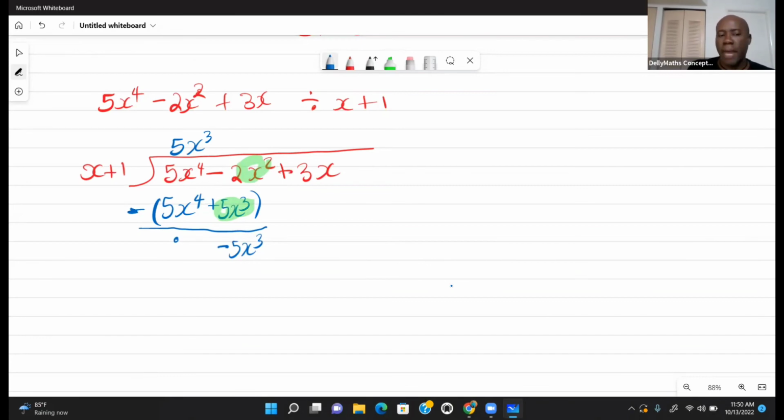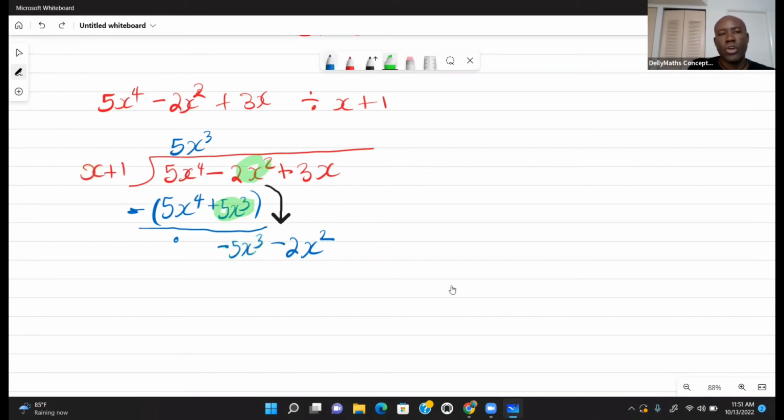And then we're going to have a minus 5x to the third. What is it that we're going to bring down? We're going to drop down that, which is negative 2x to the second. So that's what we're going to drop down now. And then we're going to divide this x into negative 5x to the third. All right. And we continue the process.